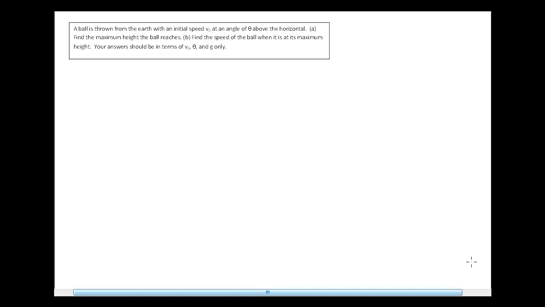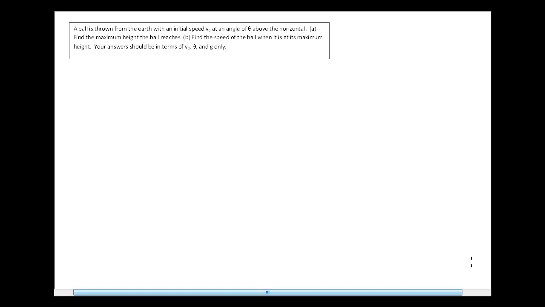So what I want to do is show you the solution to a really simple example problem that illustrates a lot of different principles for how to go about solving these problems. A ball is thrown from the Earth with an initial speed v0 at an angle of theta above the horizontal. And the two parts of the question are first to find the maximum height the ball reaches, and then secondly to find the speed of the ball when it is at its maximum height.